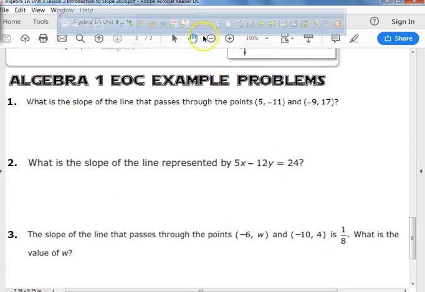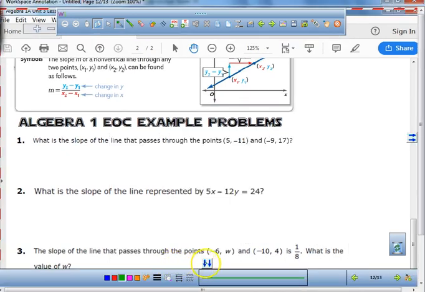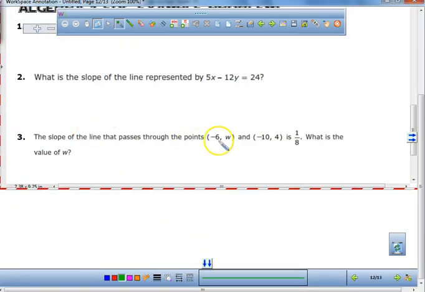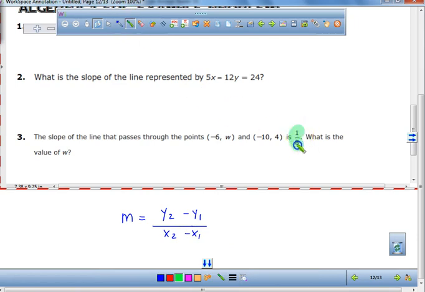Number 3. It says the slope of a line through these ordered pairs is 1/8. So right now, I want you guys to write m equals y2 minus y1 over x2 minus x1. Okay? Now, what does it say our slope is in this particular case? It says our slope is equal to 1/8.